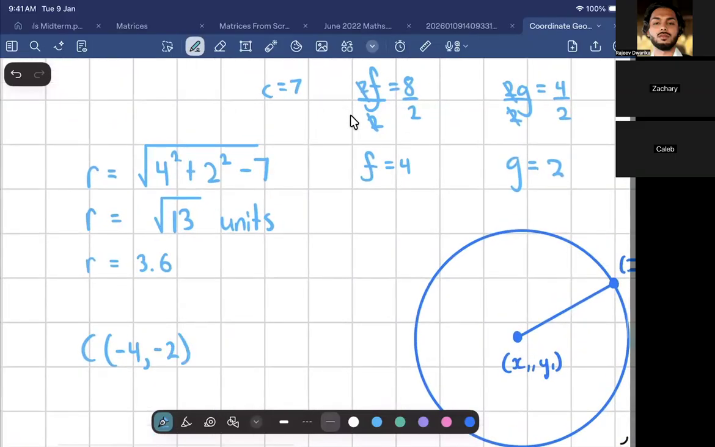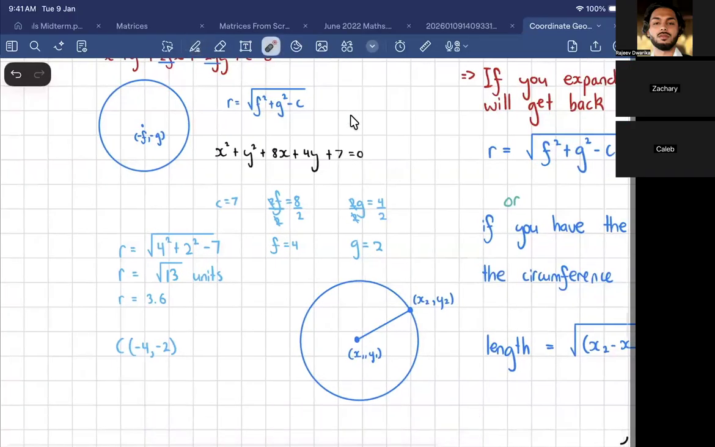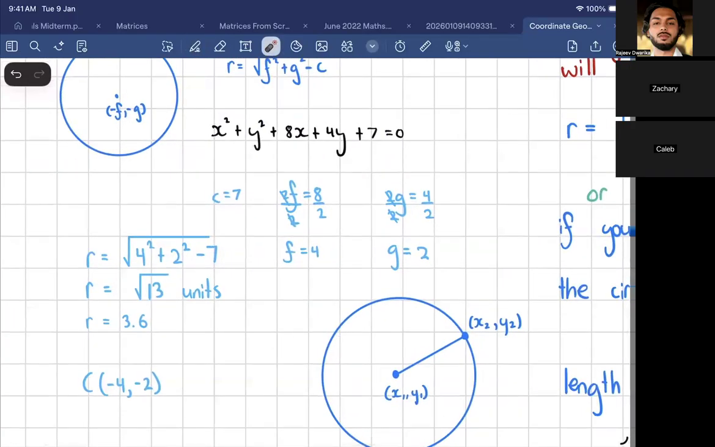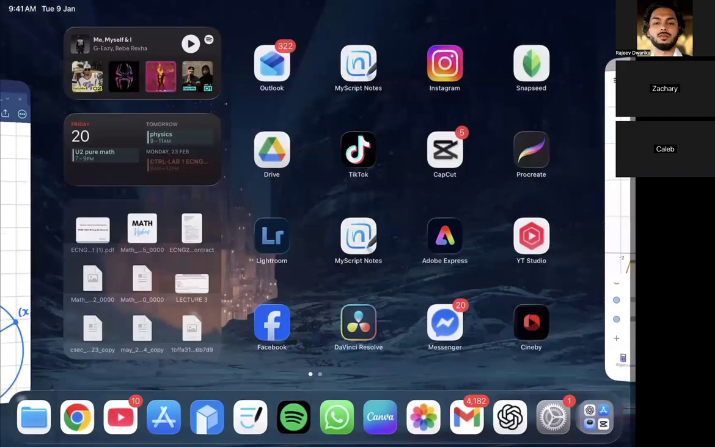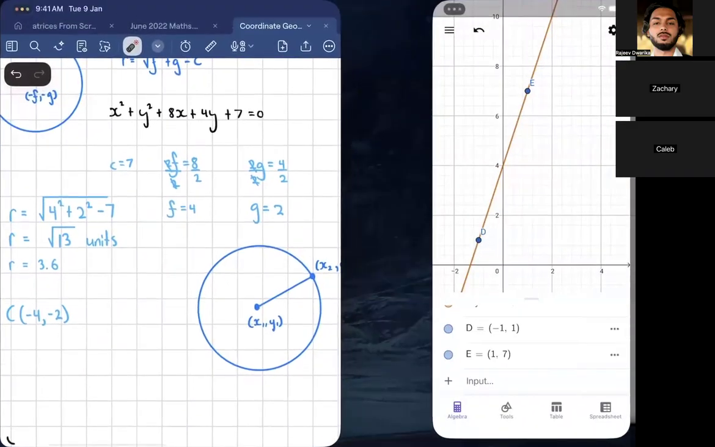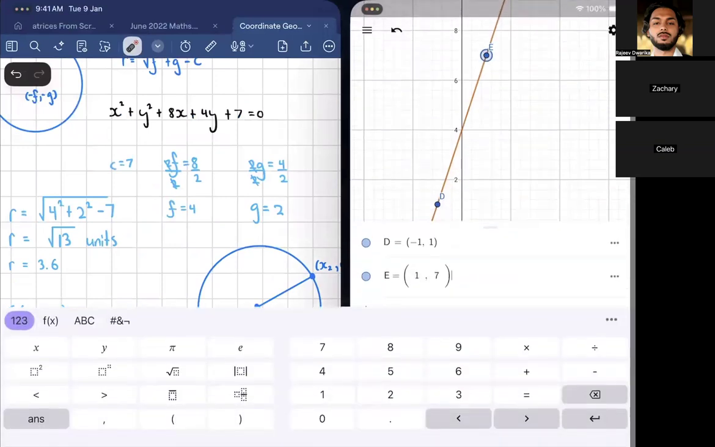So if I were to plot this on graphing software, I'm supposed to see a circle with a center of what? Minus 4 and minus 2. And it's supposed to have a radius of around what? 3.6. Let me see. You trust any maths or not? Well, yes. Well, that's good. We go see. If it doesn't work out, I will cry. It's supposed to work out though.